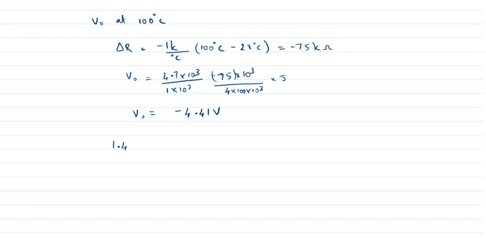So the output voltage will vary from 1.47 volt to minus 4.41 volt. The first corresponds to 0 degrees Celsius, and the second corresponds to 100 degrees Celsius. So these are the voltmeter ranges shown in the indicating meter, from 1.47 volt to minus 4.41 volt. Okay, thank you. Hope you understood. Thank you.